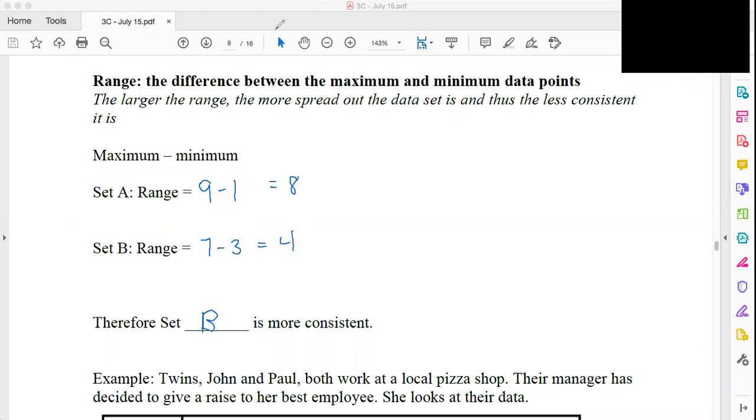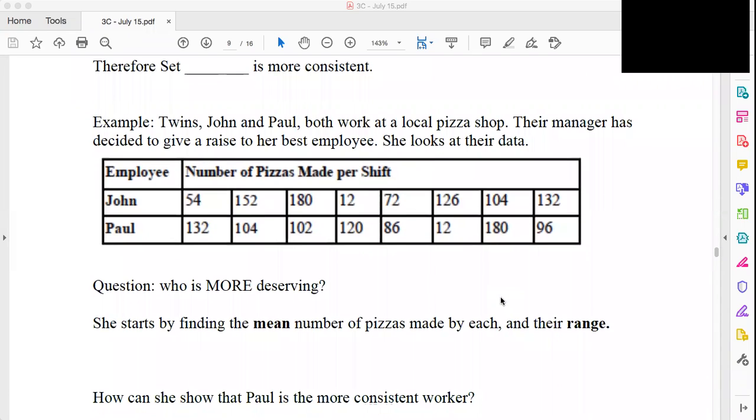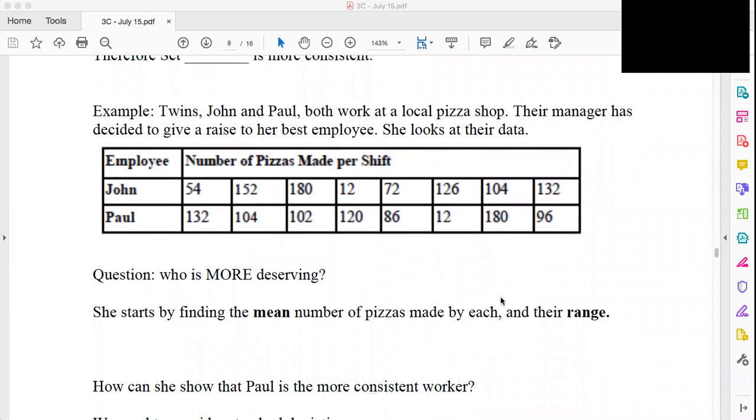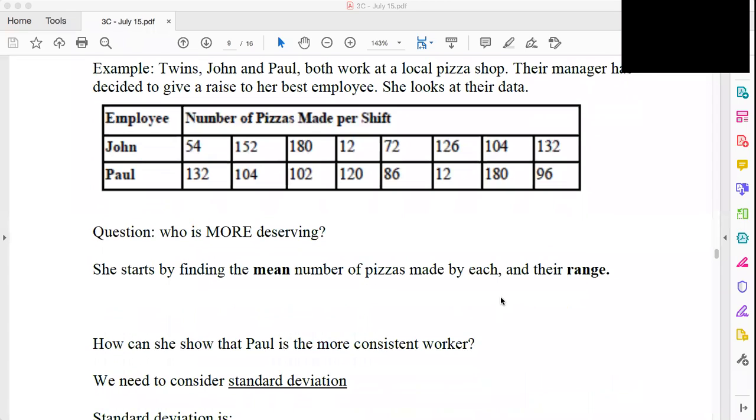I'm going to clear this and we're going to look at an example. Twins John and Paul both work at a local pizza shop. Their manager has decided to give a raise to their best employee. She looks at their data. The question is, who is more deserving, depending on the number of pizzas made in a shift. She starts by finding the mean number of pizzas made by each, and their range.